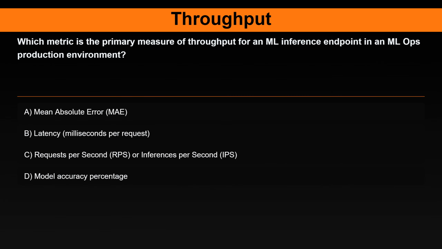Question 25. Which metric is the primary measure of throughput for an ML inference endpoint in an MLOps production environment? Option A. Mean absolute error, MAE. Option B. Latency, milliseconds per request. Option C. Requests per second, RPS, or inferences per second, IPS. Option D. Model accuracy percentage.